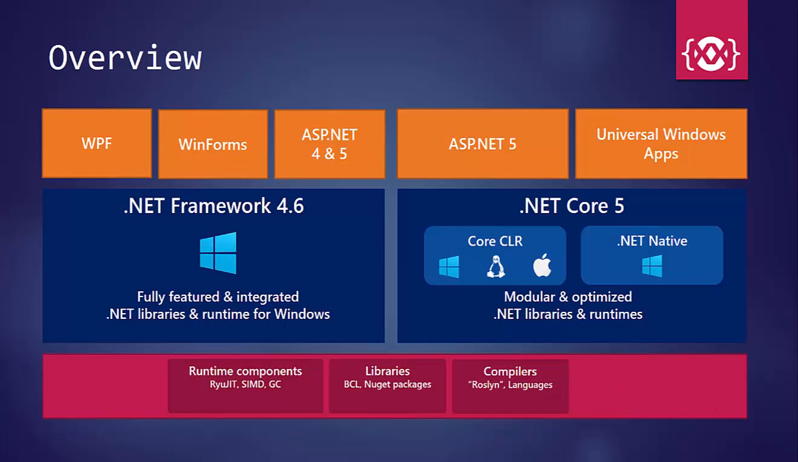So this next slide is a 10,000 foot view of the .NET framework. And if we move our attention to the bottom, we see there are all the shared stuff that the framework depends on. There are the runtime components that includes the next generation JIT, the RyuJIT, single instruction multiple data module, and also the new garbage collector.